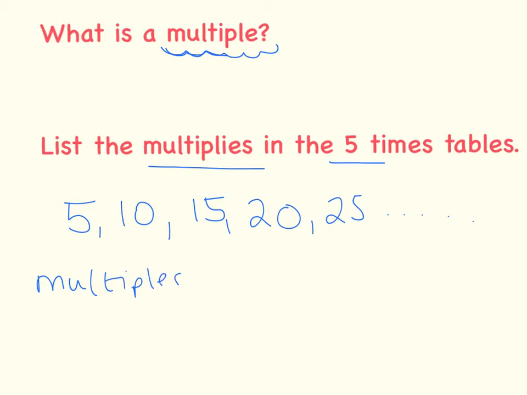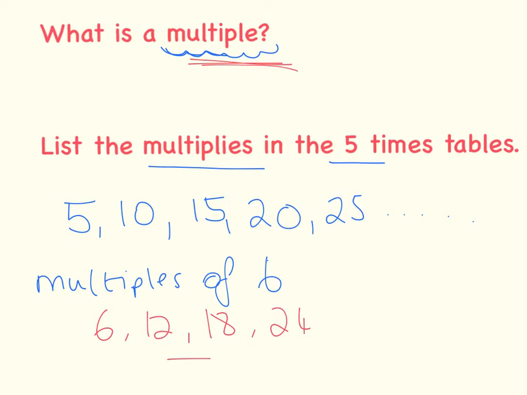If I ask you to list the multiples of the 6 times tables, let's see how we'd go there. We start off with 6, 12, 18, 24, and so on. And what this is saying here, guys, is that when I ask for multiples, the numbers always get bigger. So that's something to keep in mind.